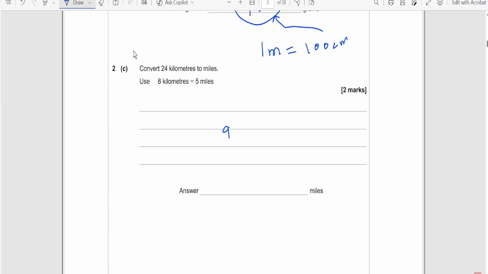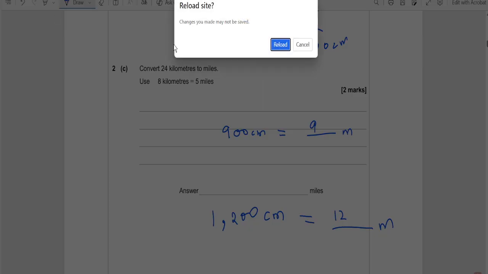Okay, try this. 900 centimeter, convert it into meters. It is 9. Yes, exactly. Okay, now let's say you have 1200 centimeter, convert it into meter. Would it be 12? Absolutely correct, it would be 12.